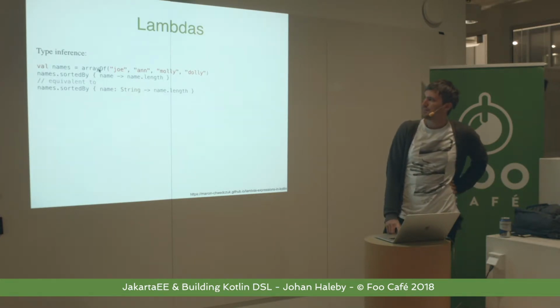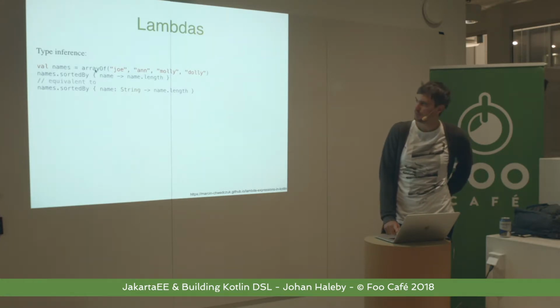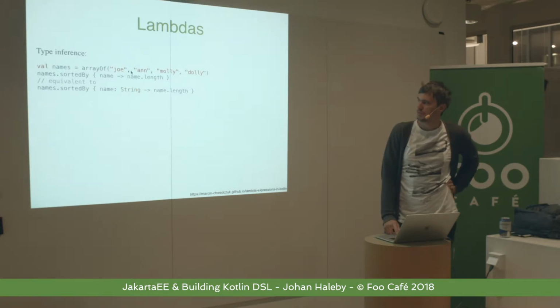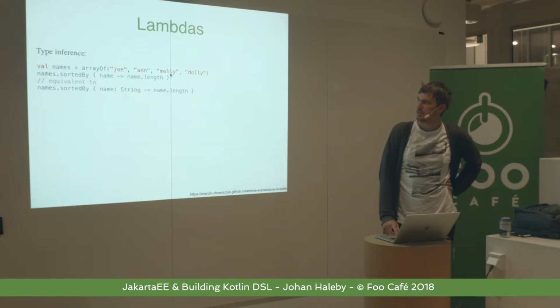Yeah, we need to understand a little bit how lambdas look like in Kotlin as well. So here is a very simple example. Here we just create some array, and then we want to sort it by something. So this is a lambda expression in Kotlin, and you probably recognize this from other languages. It's very similar. And yeah, you can be explicit here as well, declare the type of the name, but you don't. This is inferred by the compiler most of the time.